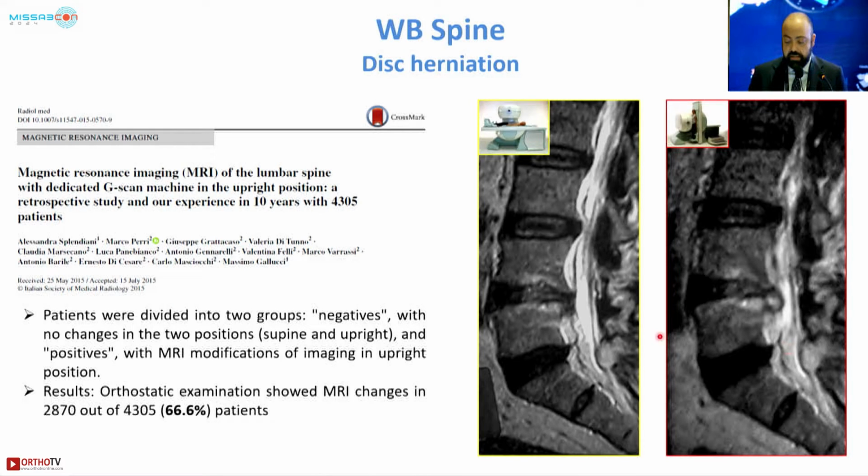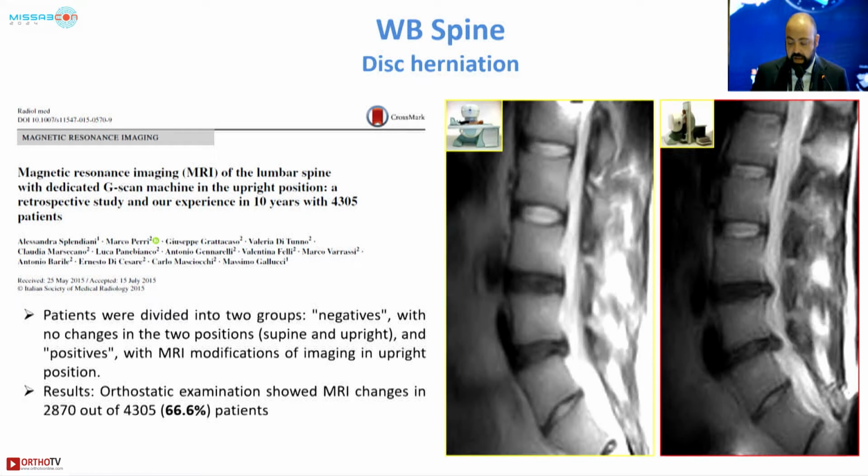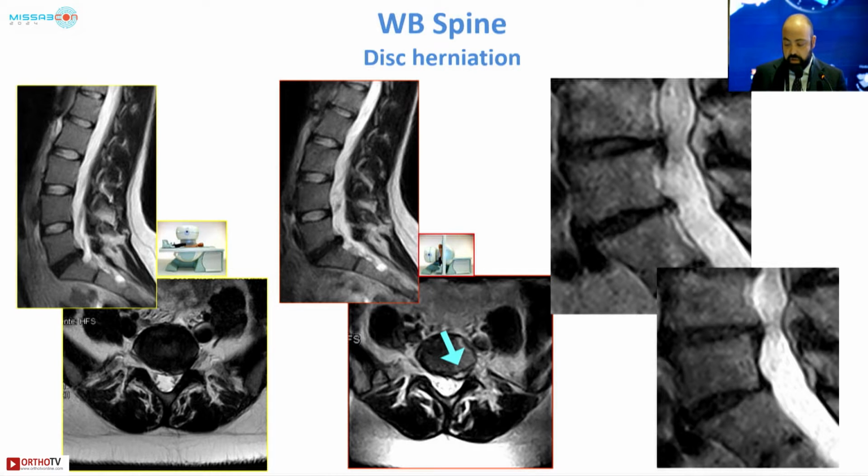the standard study. This is an example of a disc herniation that in the upright position is extending outside in the canal. And this is another striking example of two disc protrusions that are more evident in the upright examination. Another case also depicts annular fissuring in this axial scan after weight-bearing, or an increase in the stenosis of the central spinal canal, not evident in the standard examination.